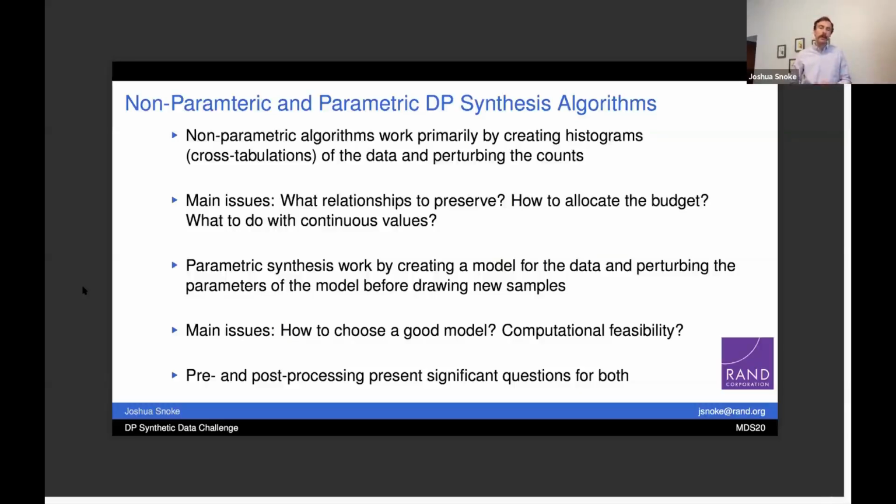And then the other big thing that you'll see is computational feasibility. The parametric approach relies on intelligently sampling from a really large high-dimensional space, and computationally, that can be pretty taxing. So for both of these, I would say pre and post-processing are pretty significant. What I'm calling pre-processing is working with the public data to figure out the relationships that are worth preserving, or the models that you should use. And post-processing is anything you do after you've created the data to, say, enforce consistency, those types of things.